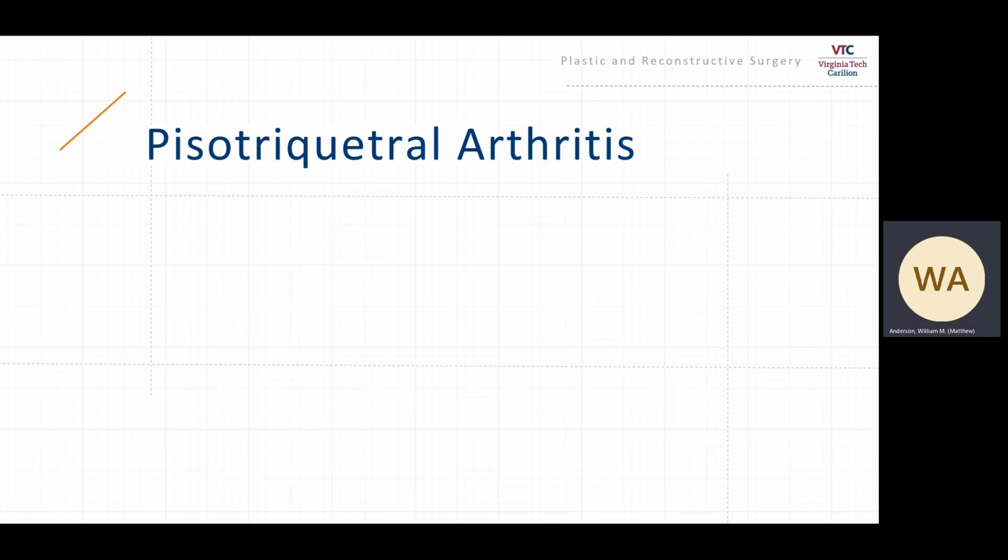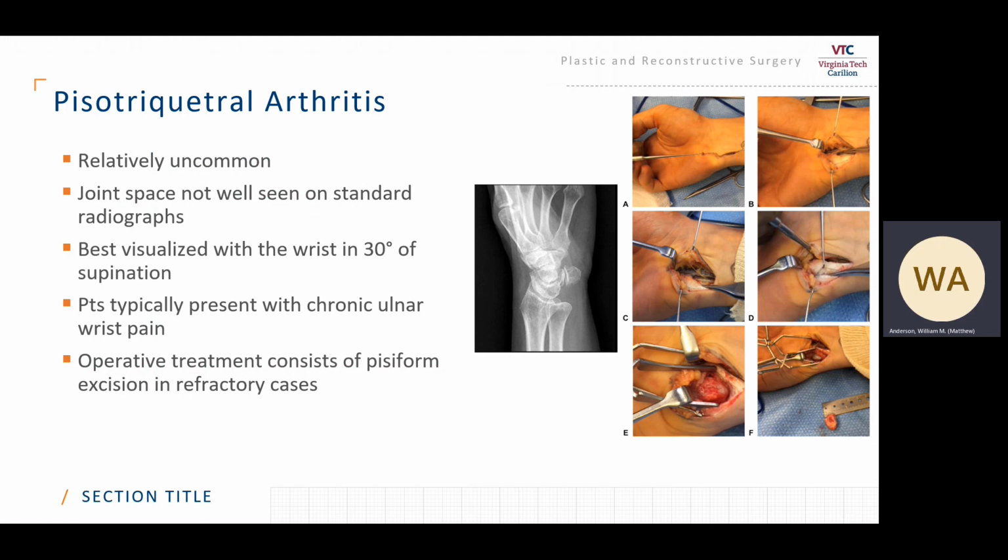PT arthritis. So this is relatively uncommon. Particularly, it's possible that it's uncommon because it's underdiagnosed. The joint space of the PT joint is not well seen on standard radiographs. Instead, it's best visualized with the wrist in 30 degrees of supination. As you can see in this photo here, you can clearly see the joint.